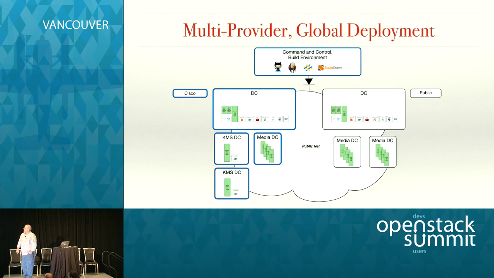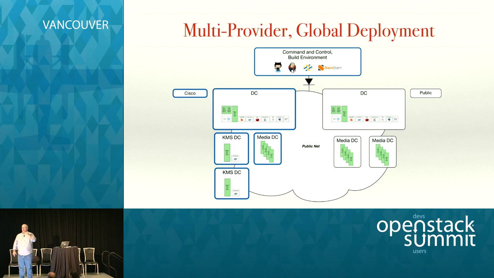So we do today deploy across 5 data centers and 4 data center providers. All of them are OpenStack. You'll find that we run paired primary data centers where data is actually replicated across those 2 data centers. We have particularly high sensitivity things that are running exclusively in Cisco data centers, things like the key management servers that manage the keys for the end-to-end encryption that we use in our application. Those run 100% in Cisco data centers.